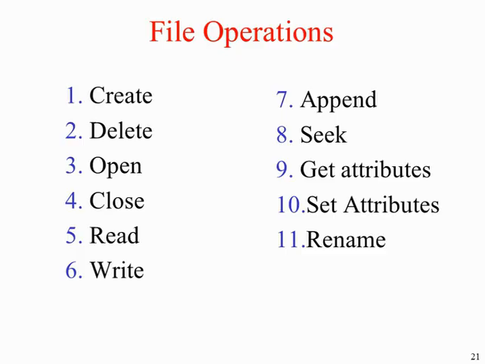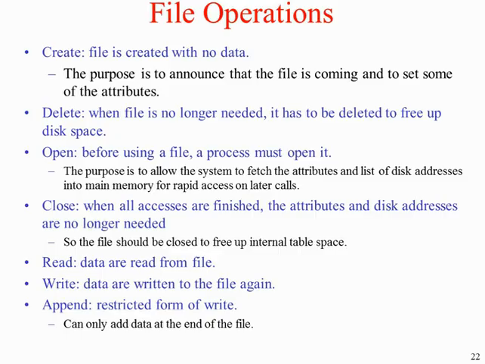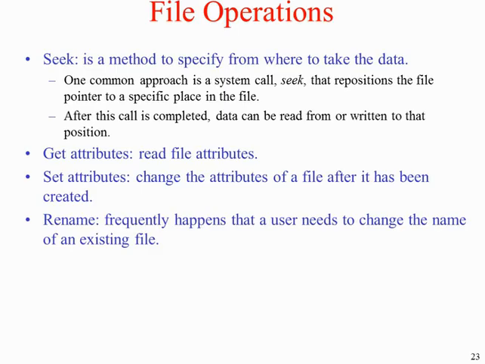Then get attribute is to just get the details of the attributes of the files. Set is to set attributes of the file, and reading the files. Okay, so this is about the different operations you can perform connected with files. Okay. Now seek is nothing but a method to specify from where you would like to take the data. And one common approach is to use a system call seek that repositions the file pointer to a specific place in the file. After this is completed, data can be read from or written to that position.